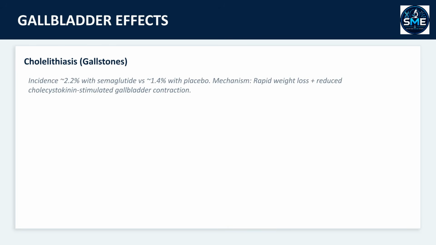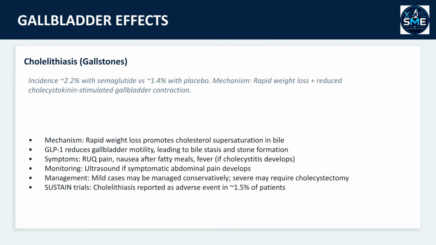Cholelithiasis, or gallstones, has an incidence of approximately 2.2% with semaglutide compared to 1.4% with placebo. The mechanism is believed to involve rapid weight loss and reduced gallbladder motility. Monitoring with ultrasound is recommended if symptomatic abdominal pain develops.